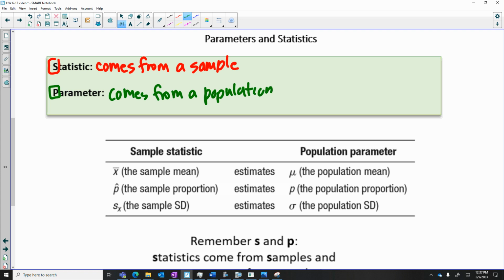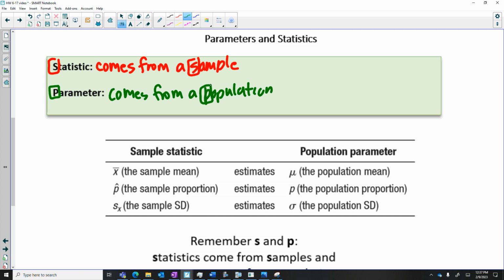Okay, so statistic starts with S, sample starts with S. A statistic is a number that describes a sample, and a parameter starts with P, population starts with P, parameter comes from a population. Okay, so if I use the word statistic, from now on you're going to say, oh, that came from a sample, which is a small group that's supposed to represent the parameter.